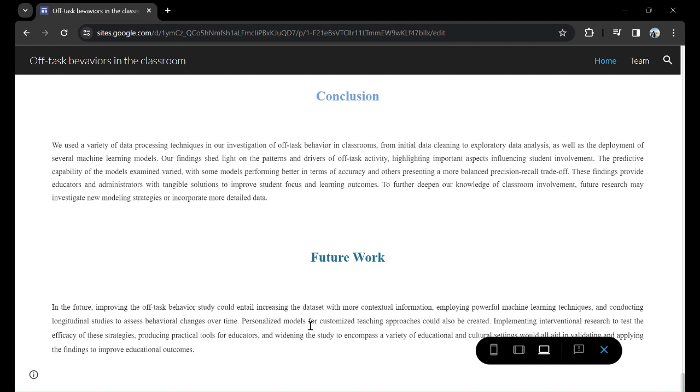And then when coming to future work, in future we can expand the data sets with additional contextual data, utilizing potential machine learning techniques, and carry out longitudinal studies to evaluate behavioral changes over time, which may be necessary to improve off-task behavior research. It is also possible to develop bespoke models for specialized teaching methods. Validation and implementation of the findings to enhance educational outcomes would be made easier by expanding the study to include a range of educational and cultural contexts.